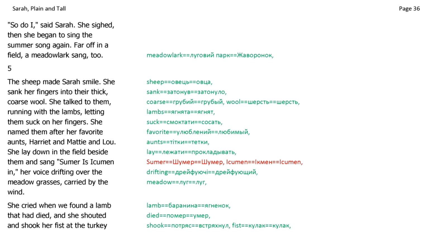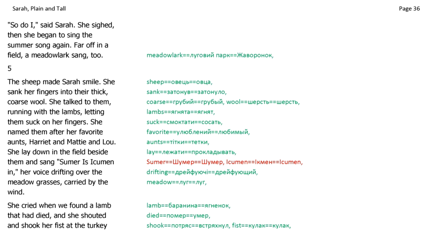Chapter 5. The sheep made Sara smile. She sank her fingers into their thick, coarse wool. She talked to them, running with the lambs, letting them suck on her fingers. She named them after her favorite aunts, Harriet, Mattie, and Lou. She lay down in the field beside them and sang, Summer is icumen in, her voice drifting over the meadow grasses, carried by the wind.